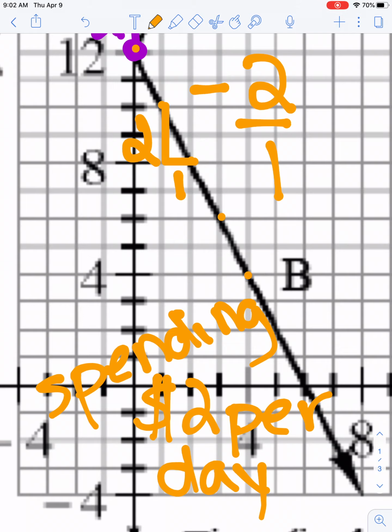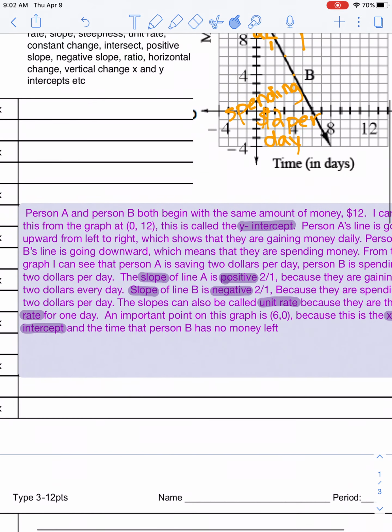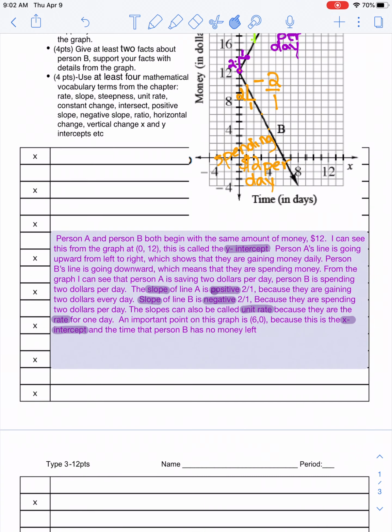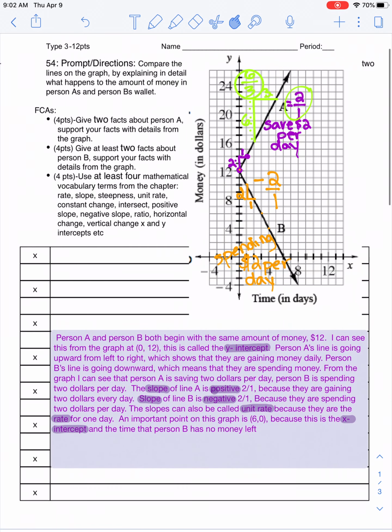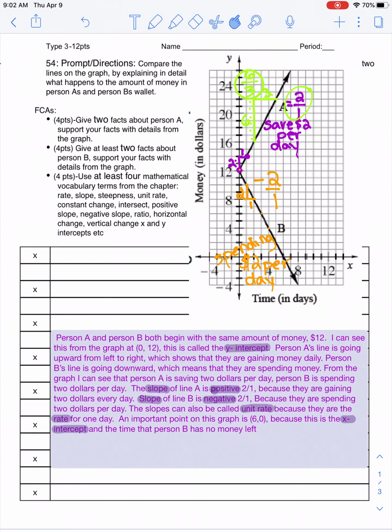All right, so let's take a look at what I wrote. I pre-wrote it just so that we wouldn't have to take the time of me writing it and you wading through it. So if I had to respond to this prompt, this is what I would say. Person A and person B both begin with the same amount of money, $12. I can see this from the graph at 0, 12. This is called the y-intercept. Person A's line is going upward from left to right, which means that they are gaining money daily. Person B's line is going downward, which means they are spending money.